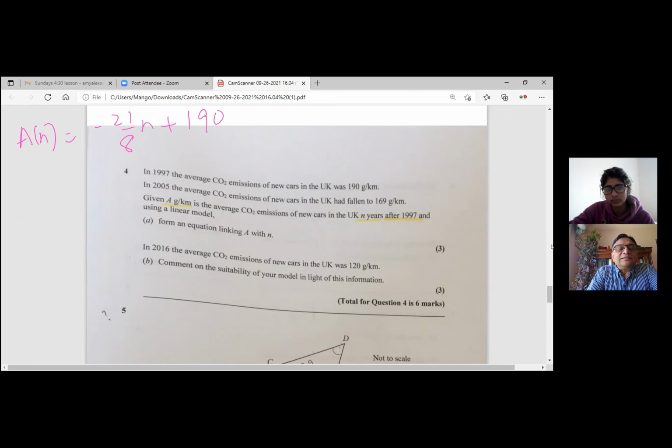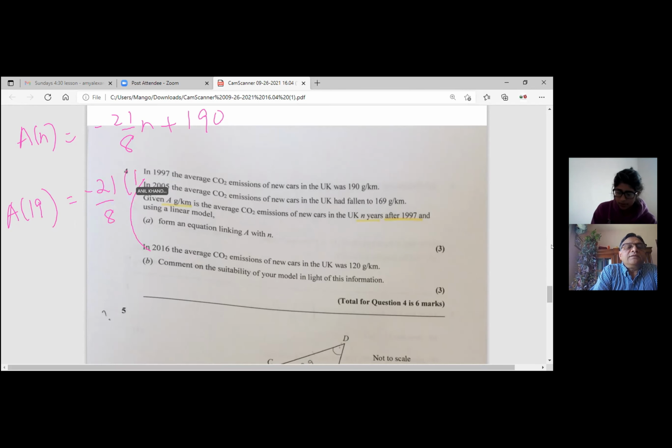So 2016 will be how many years after 1997? 3 plus 6 is 19. So find what is A(19). Calculate. So minus 21 over 8 times 19 plus 190. What do you get? 140.125. Yeah, 140, right? But we have 120, correct?